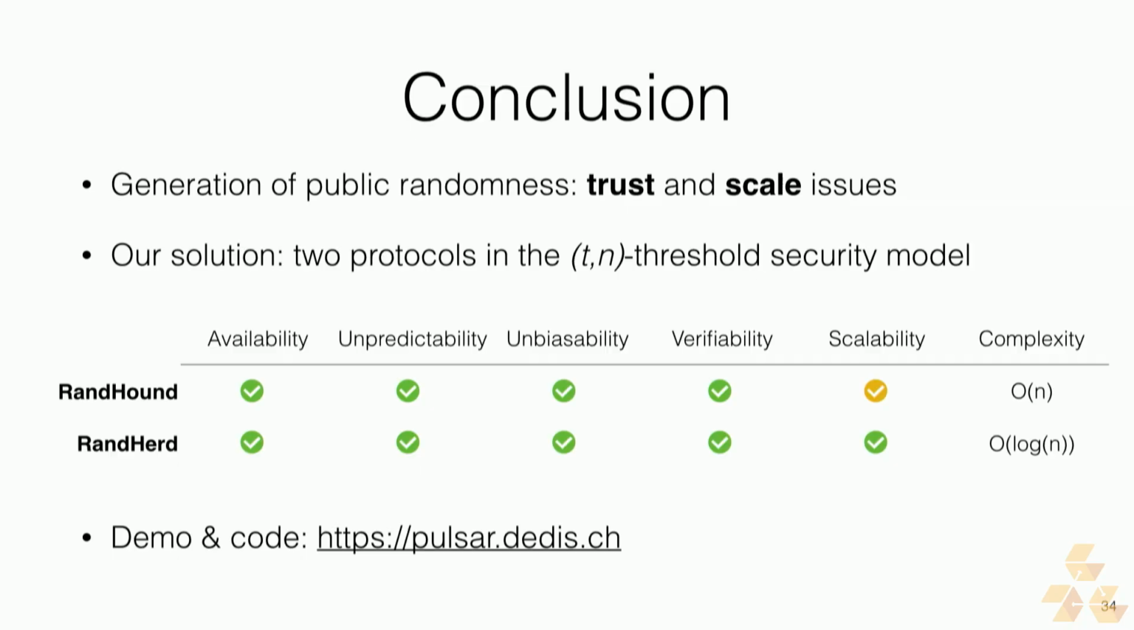That's great. So as a conclusion, I hope I could convince you that generation of public randomness is really hard and it faces trust and scale issues. I presented two protocols to you in the very well-known t-of-n threshold security model, namely RandHound, which is an on-demand protocol and achieves a linear complexity, and RandHerd, which functions as an efficient randomness beacon with logarithmic complexity. For the demo and the code, you can check out pulsar.dedis.ch.